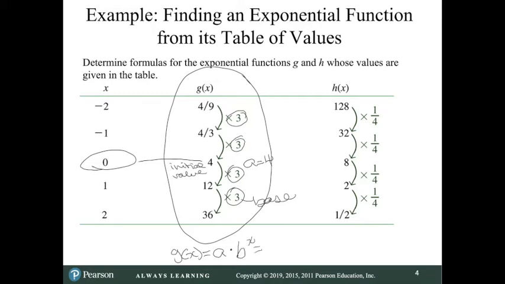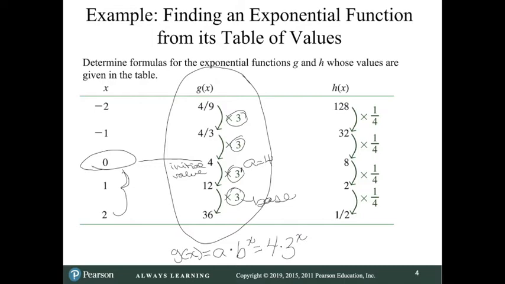A was 4 times our base of 3, and then this will be to the x, because if I multiplied this 1 time, I have 4 times 3 to the first. Multiply this 2 times, 4 times 3 to the second. I've got 3 and 3. So every time I increase my x by 1, I'm multiplying it by 3 again and again and again.